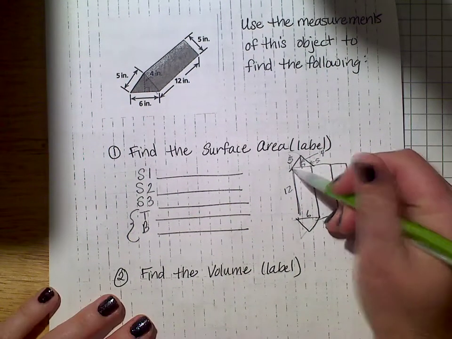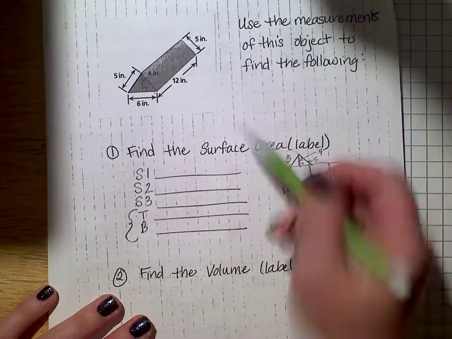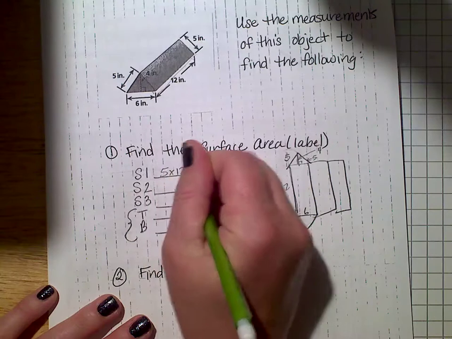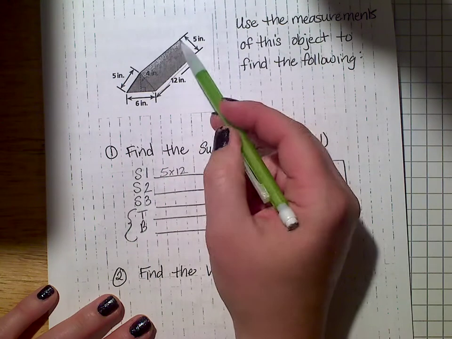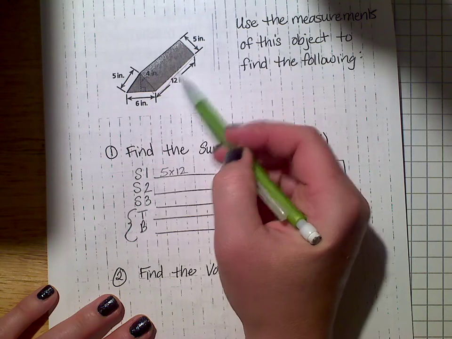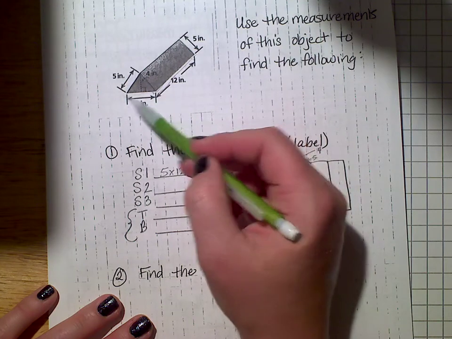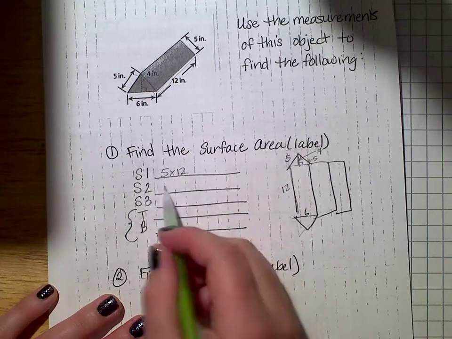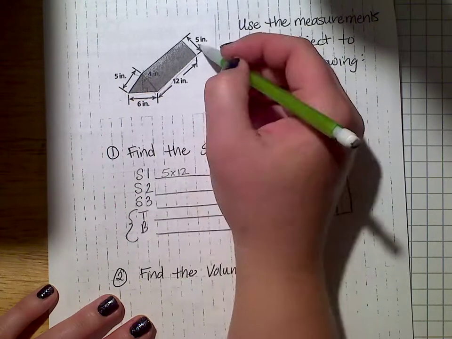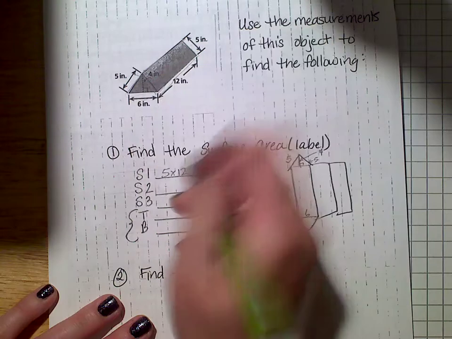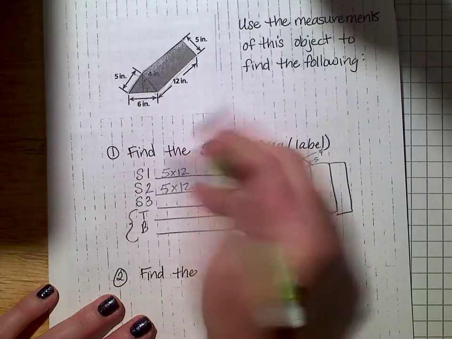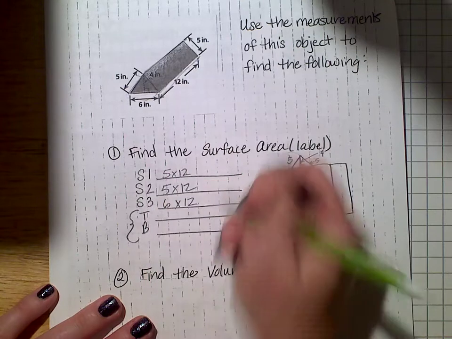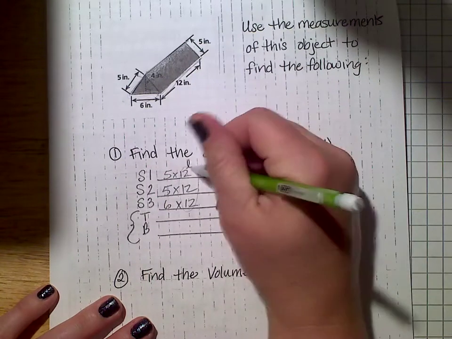So if we're going to do these right here, we're going to have one 5 by 12 rectangle, and because this is an isosceles triangle, which means it has two sides of similar length, you're going to have two of them that have the same equation. So then on this one we have a 5 by 12 as well. Now the bottom's different. It is a 6 by 12. And the length should be the same for all of yours.